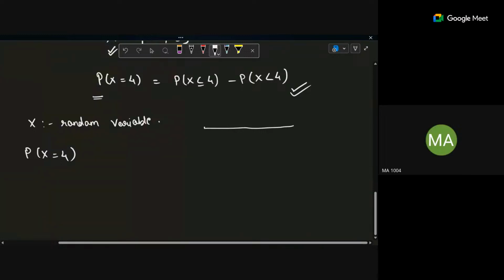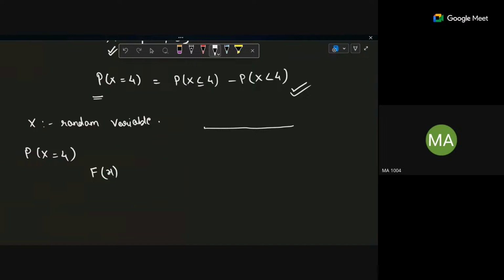Let's say your CDF is F of x and it's known to you, some function is there, then just calculate it. With this information, you are not sure whether your random variable is discrete or continuous. If it is continuous, then no need to know about this. You can directly claim it as 0.